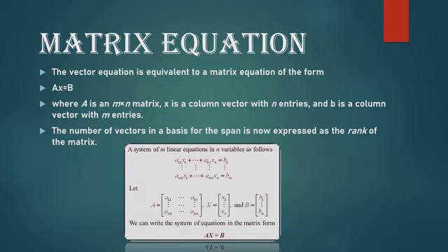Let's see the matrix equation. The vector equation is equivalent to a matrix equation of the form Ax = b, where A is an m by n matrix, x is a column vector with n entries, and b is a column vector with m entries. The number of vectors in the basis of the span is now expressed as the rank of the matrix. And we can see the matrix equation form in the image.